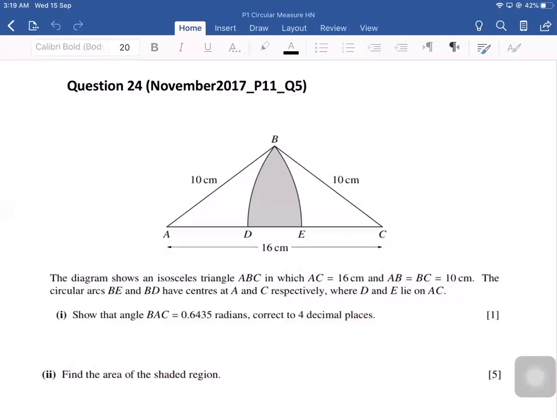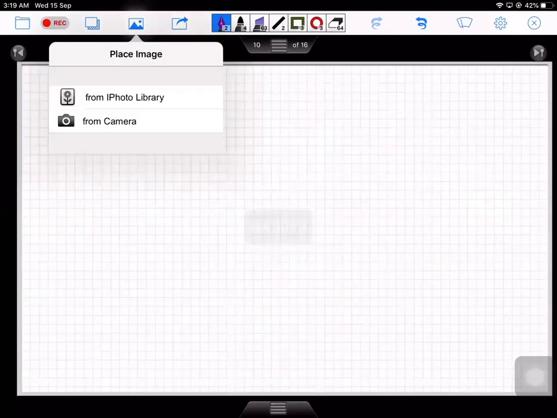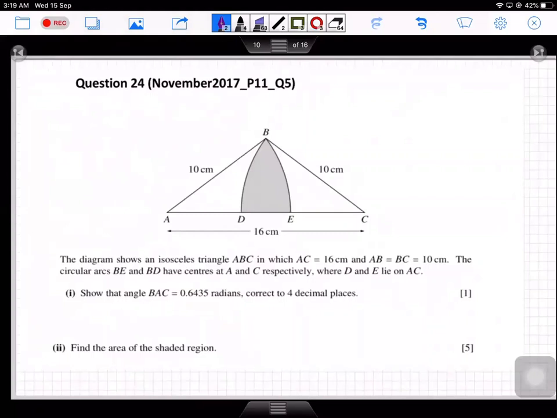So here we have question number 24 from the handout. The question is saying that the diagram shows an isosceles triangle ABC in which AC is equal to 16 centimeter and AB is equal to BC, which is equal to 10 centimeter. The circular arcs BE and BD have centers at A and C respectively, where D and E lie on AC.